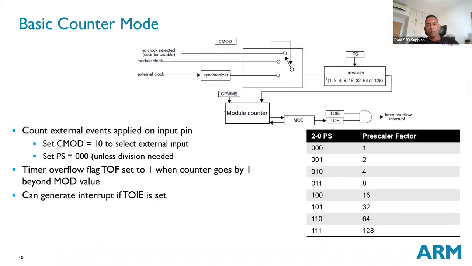Okay, the basic counter mode is when I want to count external events like the encoder pulses, or maybe some sensor. You want to keep track of how many people are going in and out of a room, so you fix a sensor at the doorway. Then every time the IR sensor beam breaks, it generates a pulse. So this is an easy way to do a count. You want to keep track of how many pulses you receive, that is what you call external events, and you can configure it in the basic counter mode. That is a different use case, but we're not going to use that in our case.